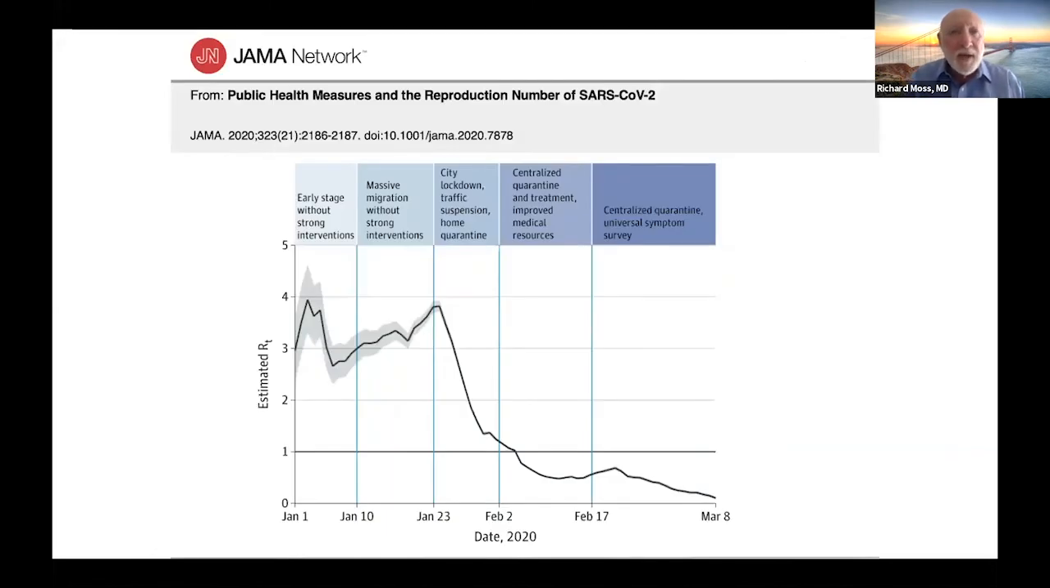And what are these public health measures? This is not rocket science. This has been worked out. It was implemented a century ago in the response to the Spanish flu pandemic.